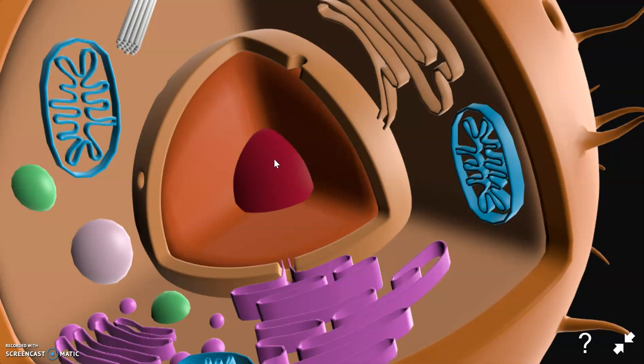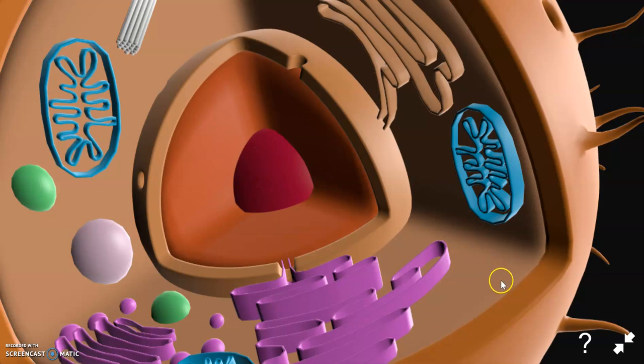And this is specific to eukaryotic cells. U is true. They have a true nucleus. Let's remember prokaryotes have the DNA inside, but it's just not inside of a nucleus. So that is our nucleus.